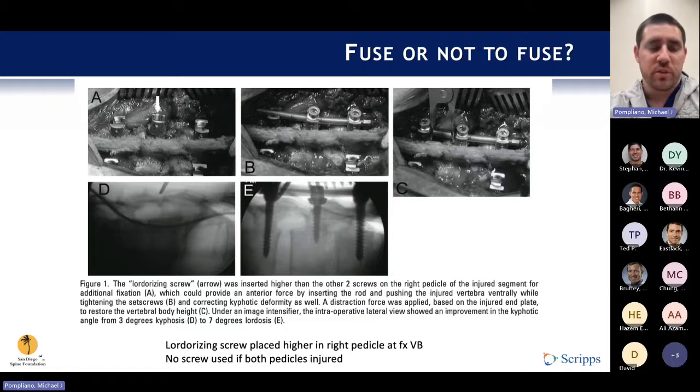This is a pretty interesting figure from the paper that I hadn't necessarily come across before. It's describing a lordosing screw, which they describe as a screw that is placed at a little higher starting point in the fractured vertebral body, or sorry, of the injured level, and that allows it to reduce into more lordosis and restore and eliminate some of the kyphosis from the injury at the time of rod implantation. They did note that this was typically done on the right in order to save the left side approach for a left anterior decompression if needed, and they did not use screws if both pedicles were injured.